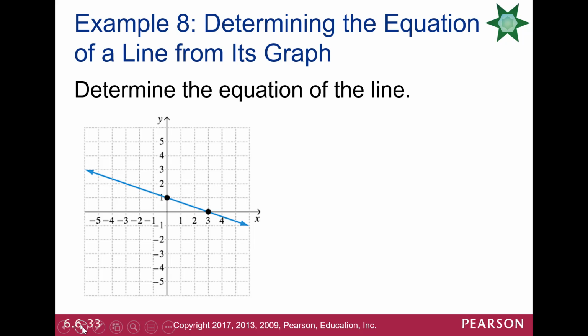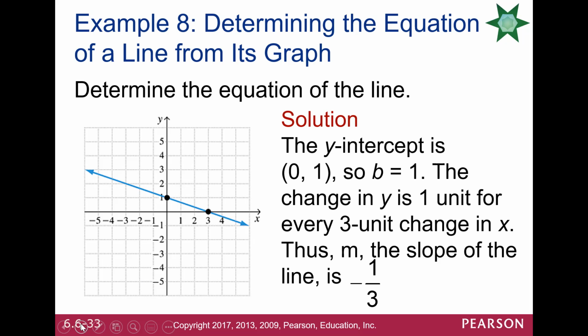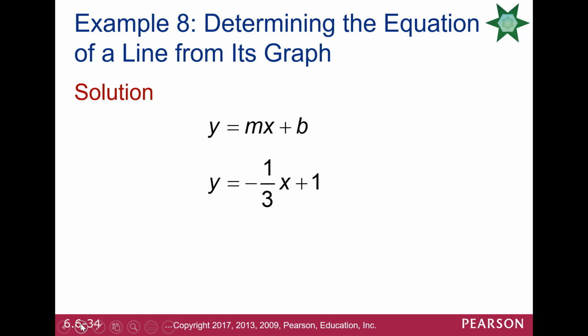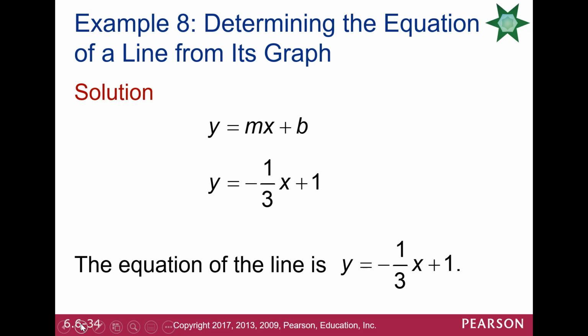I can also use that in reverse to determine the equation of a line. Here the intercept is 1, and look at the slope. It's going to be negative. We can tell that from the graph. And if we go right 3, we go down 1, which means our slope is negative 1/3, and my y-intercept is 1. So it's negative 1/3 x plus 1.